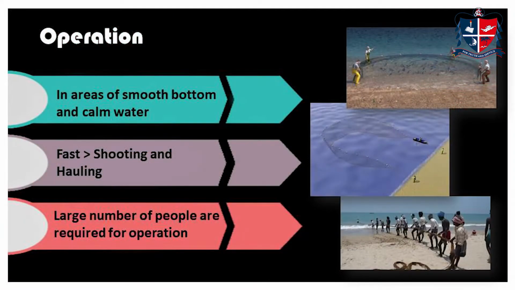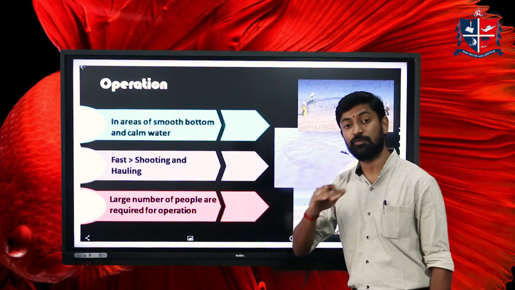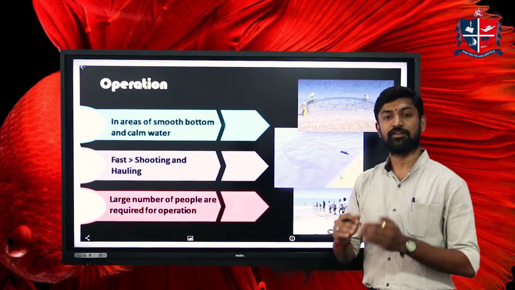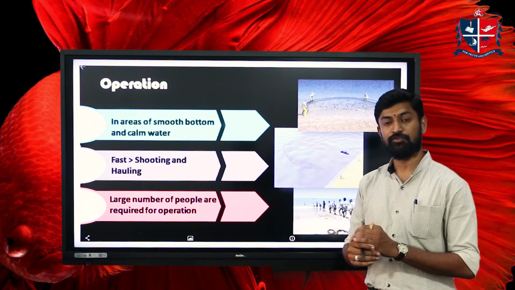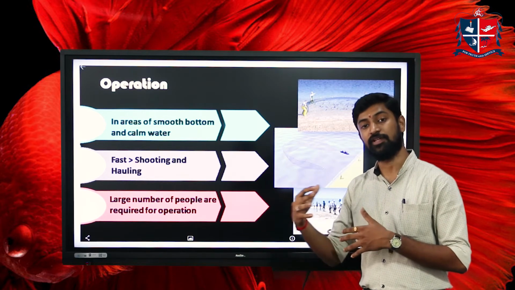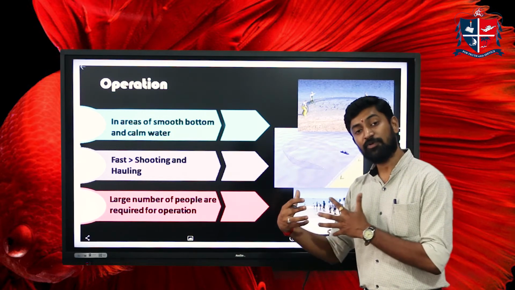Then, the operation of a beach seine. Beach seines are operated in areas of smooth bottom and calm water. Why? Because it reduces damage to the gear and also makes it easy to pull up or drag the gear.